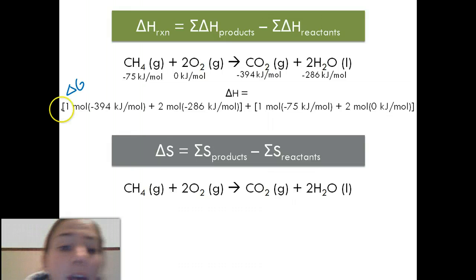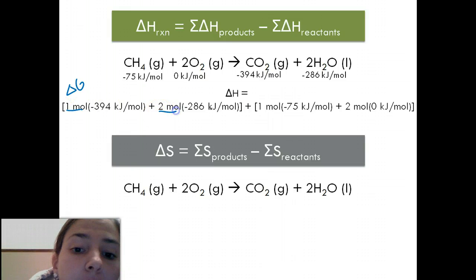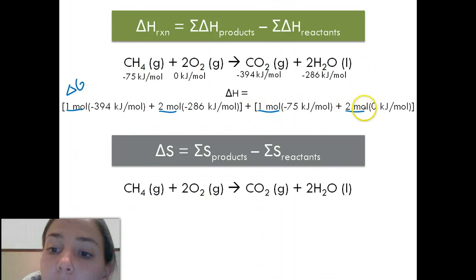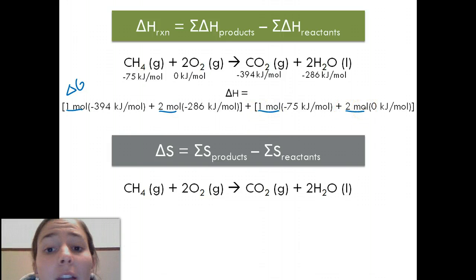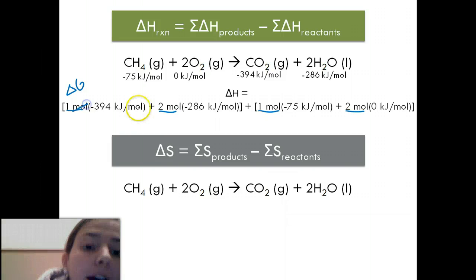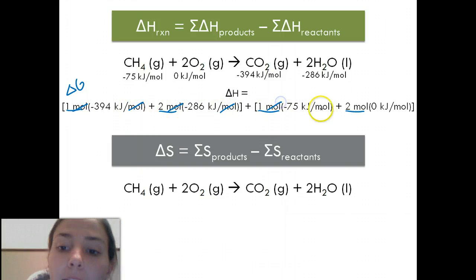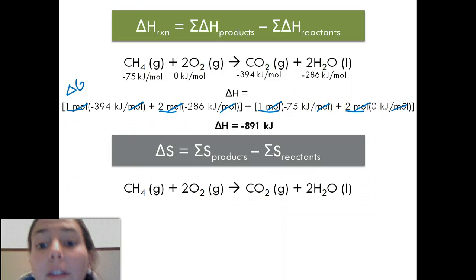Now, remember, we have to multiply by the coefficients in our balanced equation because enthalpy is an extrinsic property. It depends on how much we have. So when you look here, you'll notice that because we're dividing by moles, the moles cancel. And so when you do the math, the unit on our math is kilojoules only.